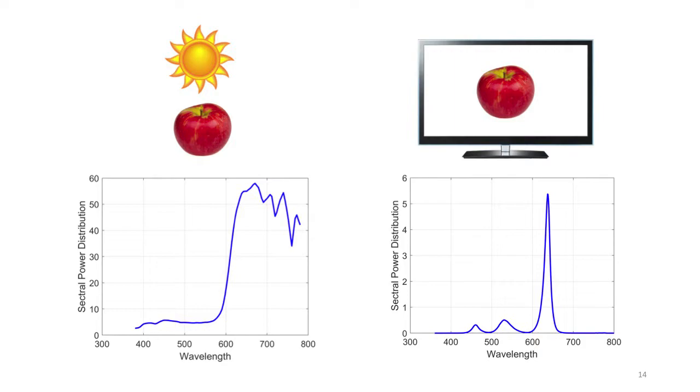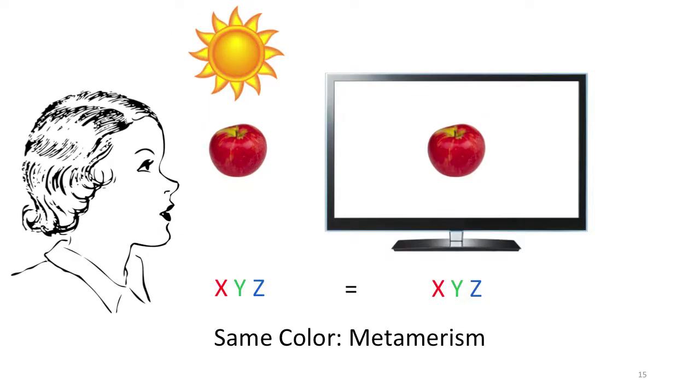Because of our human visual system, we can essentially take advantage of its limitations by making sure to match the integration of those channels. So if we just match the XYZ values coming out of it, we don't actually have to match the spectrum. And that's what's called metamerism, when you have two completely different spectra that to us appear to be the same color. And we'll hear more about that in a talk later.